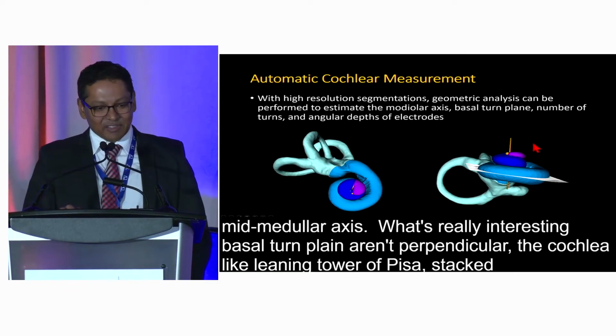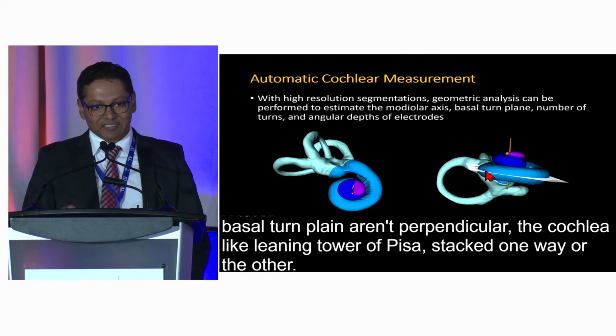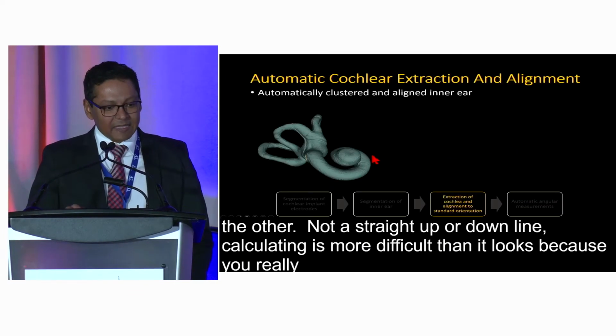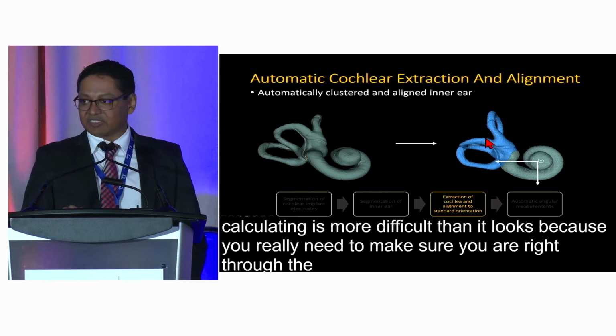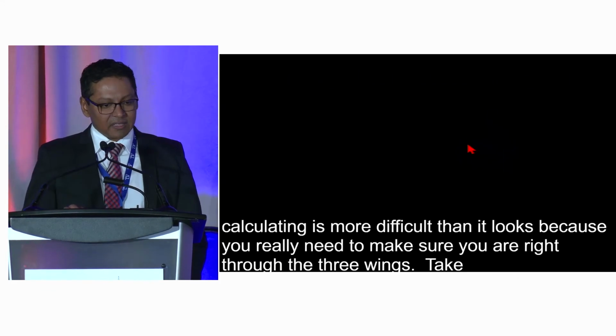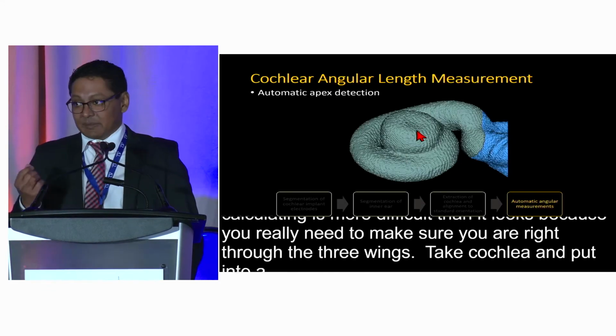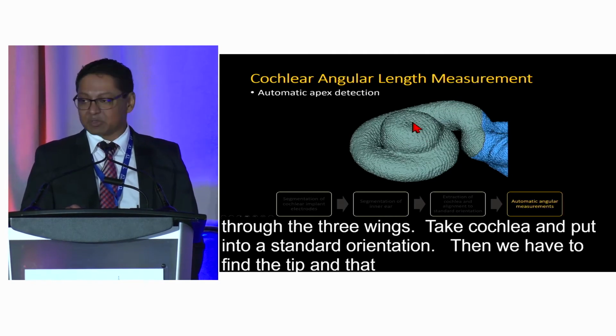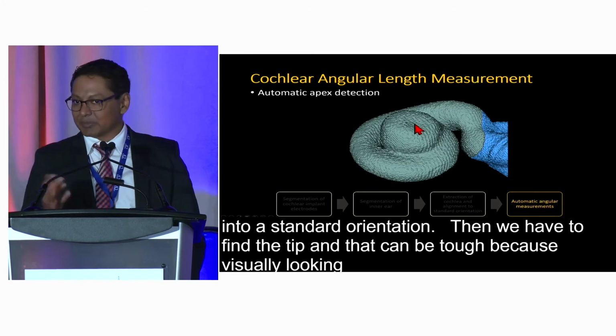Calculating this is actually more difficult than it looks because you really need to make sure you're right through the 3 rings. We can take our cochlea and put it into kind of a standard orientation. But then we have to find the tip. And that can be tough because visually looking at it, you think the tip should be right around here. But how do we get a computer to do that?